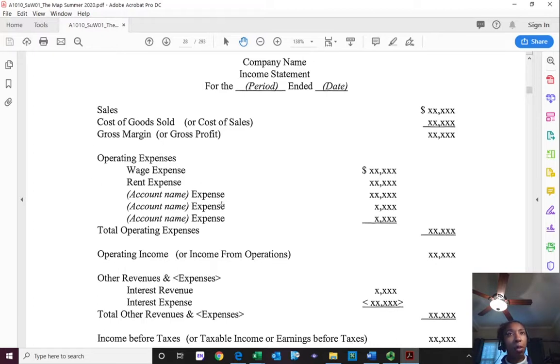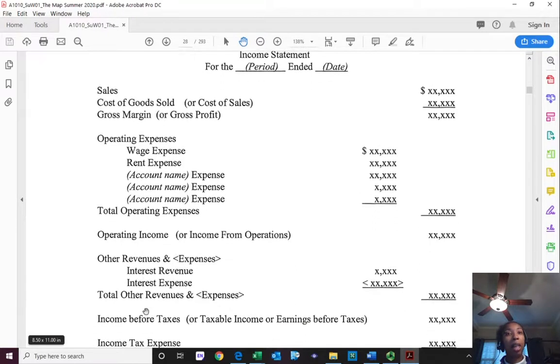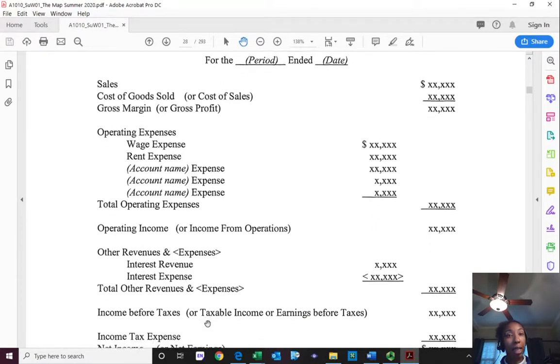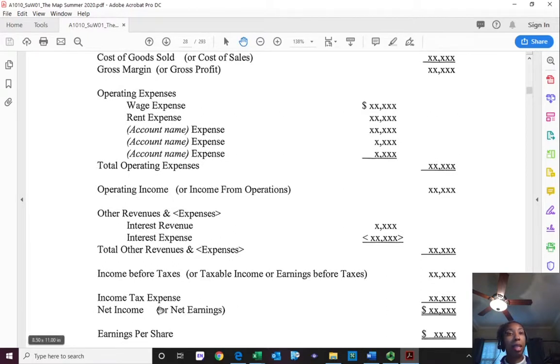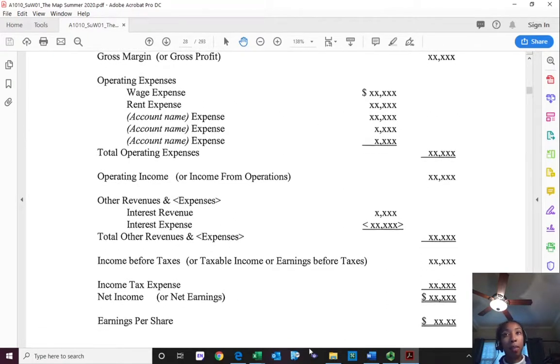After that, you go into a section called operating expenses and operating income, other revenue and expenses, and then you go into income before taxes, income tax expense, net income, earnings per share. This is the flow of the income statement. I am going to break it down on how to create this, but I would recommend on your homework and going forward, until you get it memorized, having this next to you until you get comfortable doing it.